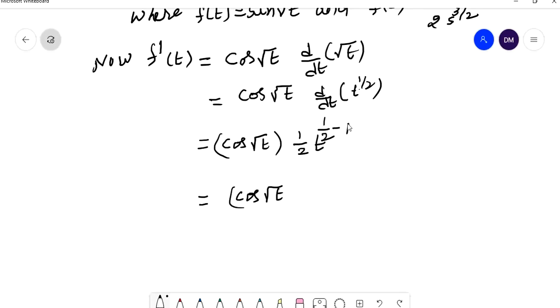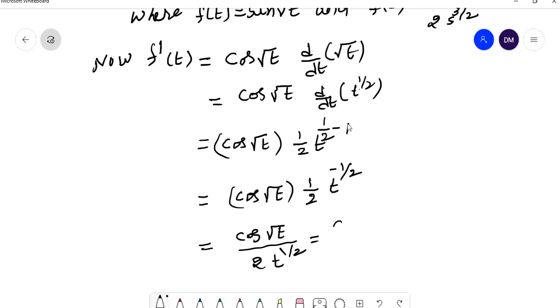So this is equal to cos root t into 1 by 2 into t power minus 1 by 2. This can be written as cos root t by 2 into t power 1 by 2, which is equal to cos root t by 2 root t. Right, now this is f dash of t value. What is f of t?